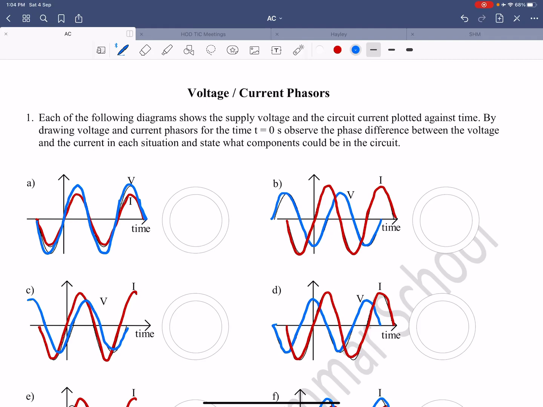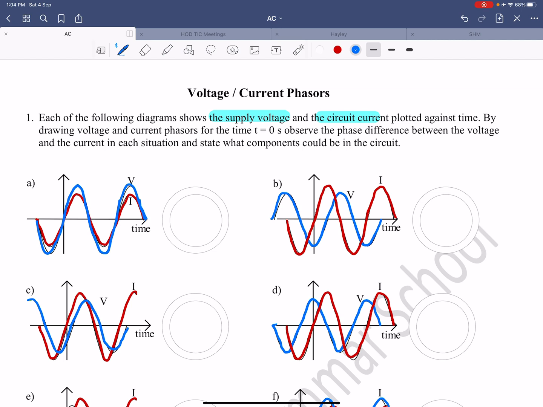Everybody, I'm just going to work through these voltage current phasors, and let me just read the question. Each of the following diagrams shows the supply voltage and the circuit current, plotted against time. By drawing voltage and current phasors for time equals 0, observe the phase difference between the voltage and the current, and in each situation state what components can be in the circuit.